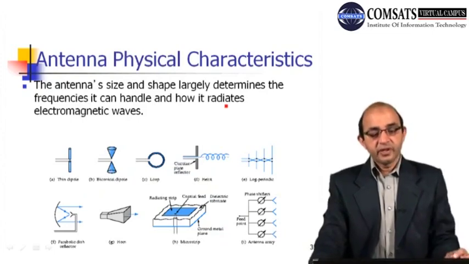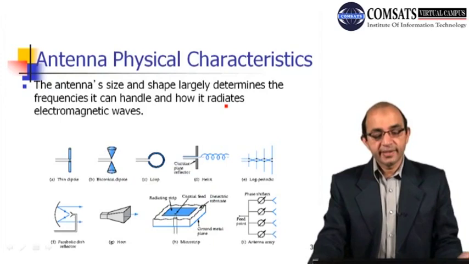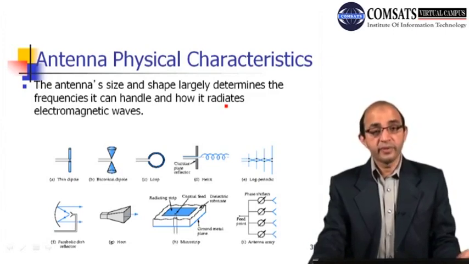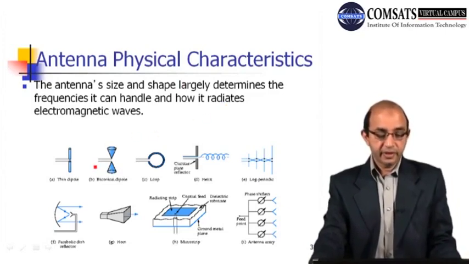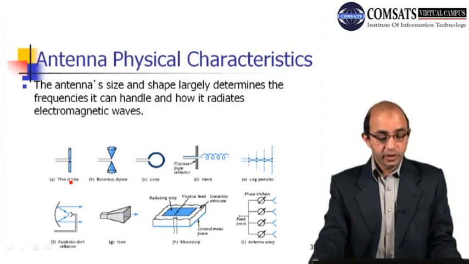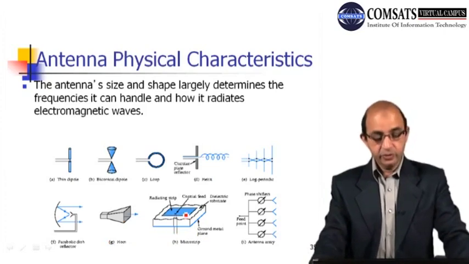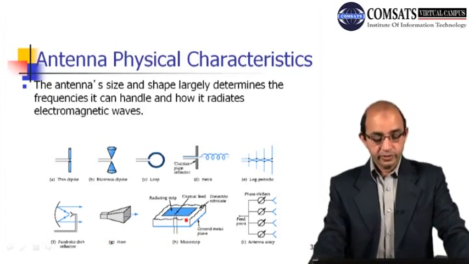So here we have some of the physical characteristics of the antenna. The antenna size and shape determine the frequencies it can handle and how it will be radiating the electromagnetic waves into the surroundings. We can have different antennas of different sizes and shapes. Here we have the thin dipole, biconical dipole, the loop and helical horn antenna, and here we have the microstrip antenna, and this sort of antenna is used in order to provide communication for RFIDs.